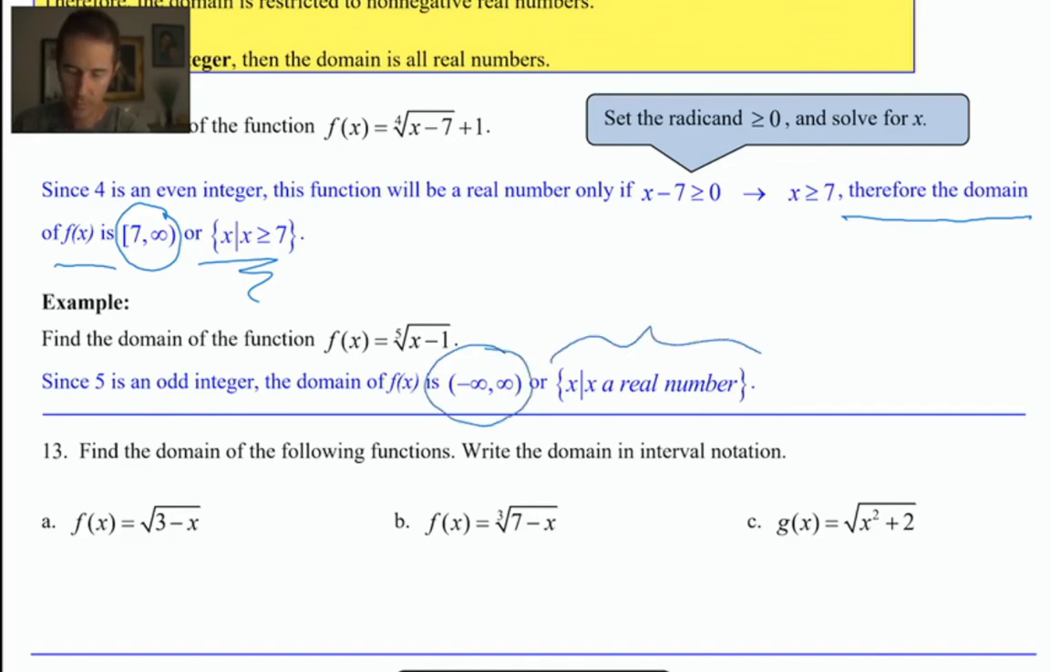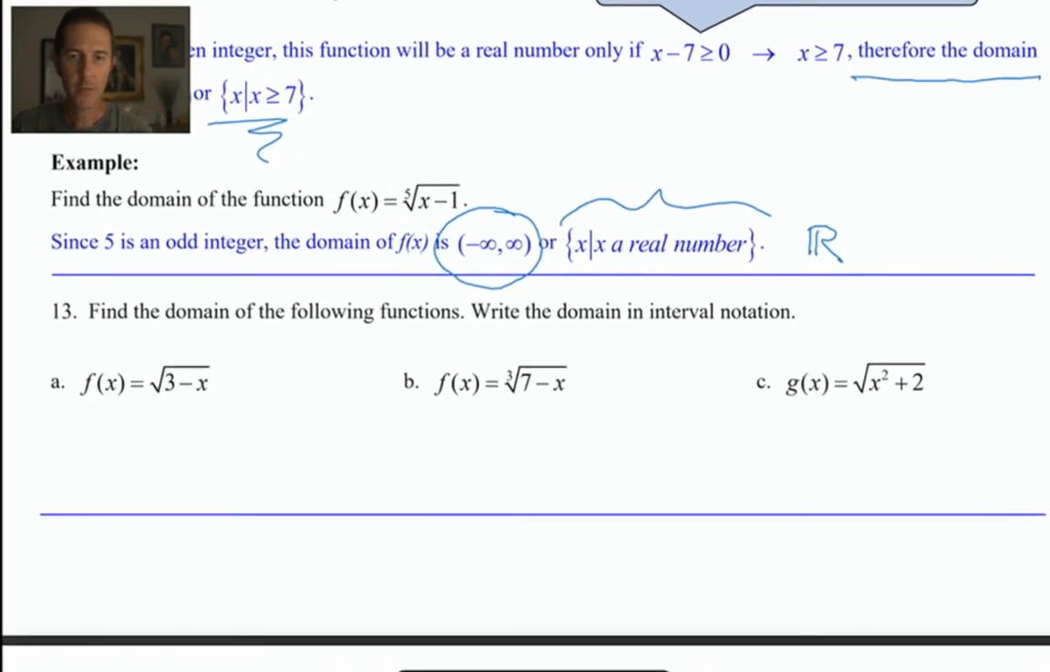Or, using set builder notation, you could write it like this. Or, if you wanted to be really fancy, you could write it like this. That's sometimes called a blackboard R, which represents the set of real numbers. In other words, pick any number you want.